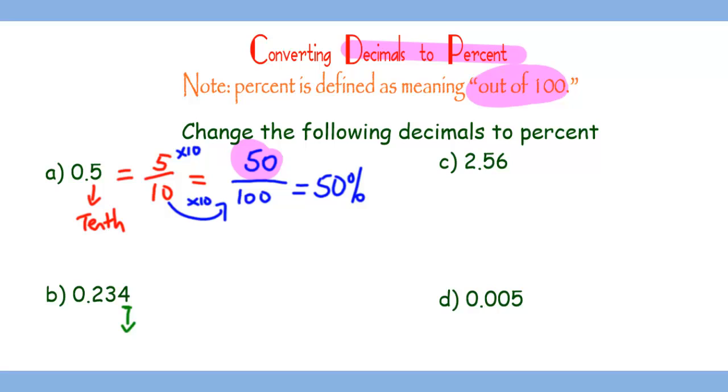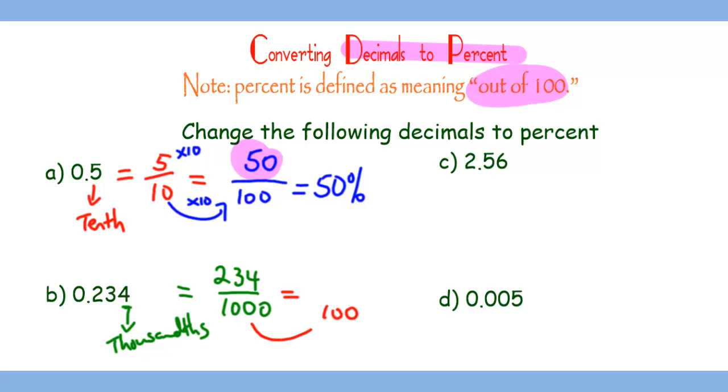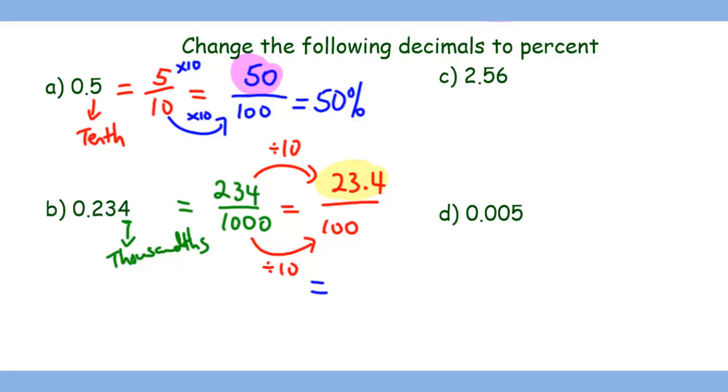In question B, we have 234 thousandths because of the last decimal place value. That means we will write this as 234/1,000. To turn that into 100, you will divide 1,000 by 10. That means on the numerator, you will do the same thing to preserve the proportion. And that gives 23.4. Again, whatever is in the numerator is your percent. That means this equals 23.4%.